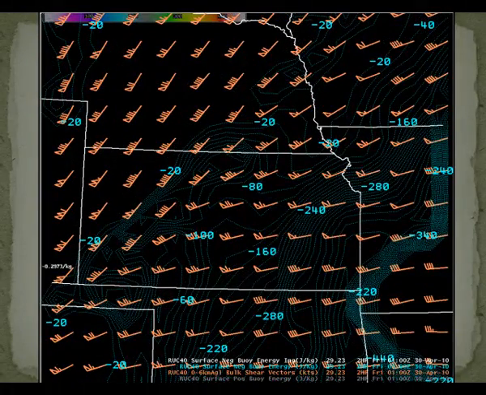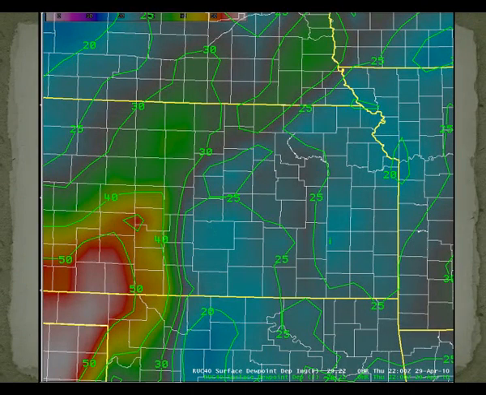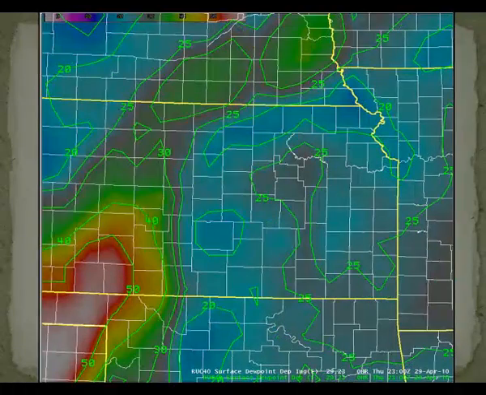As we saw in the sounding, LCLs look to be pretty high for this event, so let's look at the surface TD depression and LCL heights. Early during the event and in the late afternoon, we see that the temperature dew point spread is on the order of 20 to 25 degrees Fahrenheit.